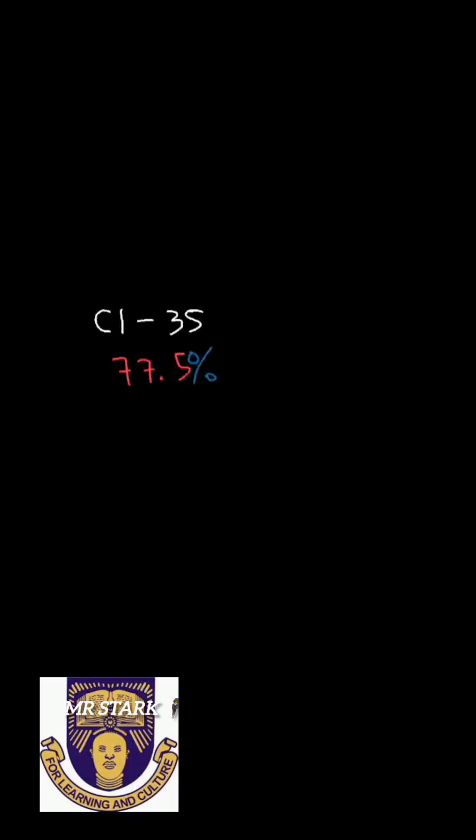Keep in mind, to go back from a decimal to a percent, you need to multiply by 100, or move the decimal point 2 units to the right. Now, 1 minus 0.775 is 0.225, which is 22.5%. So that's the relative percent of chlorine 37.